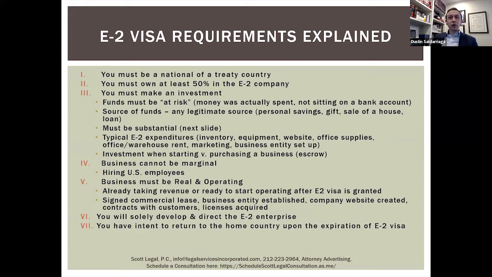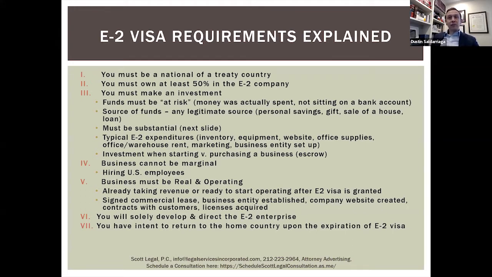The sixth requirement, you must be coming to the US solely to develop and direct the E2 enterprise. So this means a few things. First of all, if you're coming to the US on an E2 investor visa, as the primary investor, as opposed to a dependent spouse or child, you need to be coming specifically to work for the E2 business. You can't work for another enterprise that is not part of the E2 business. And it needs to be your job to develop and direct the business. You need to be actively engaged in the business. It cannot be passive. And we'll talk about that as well in a few slides.